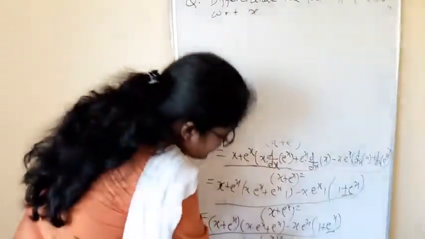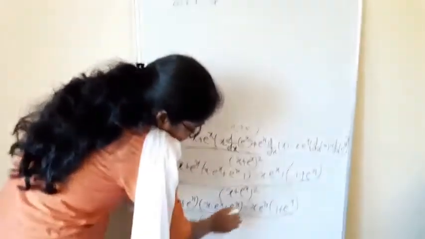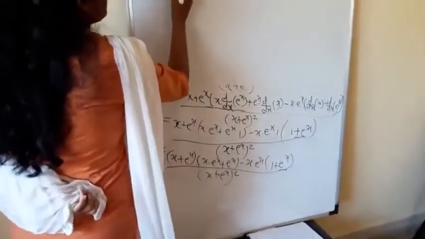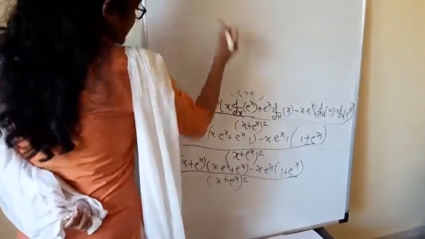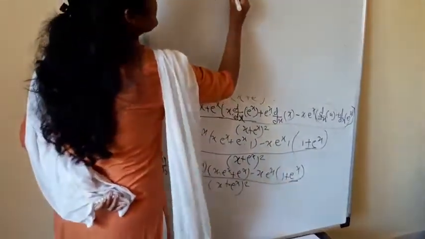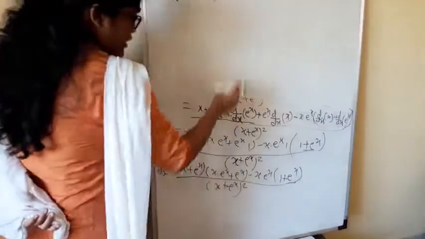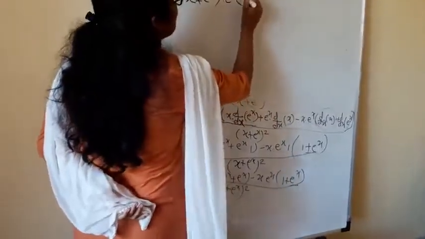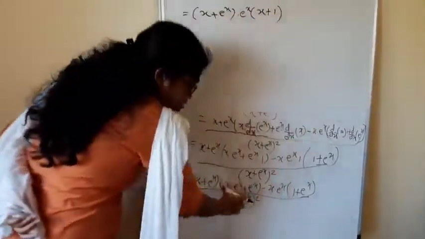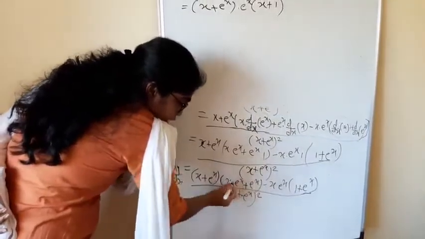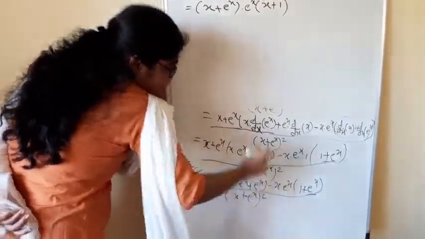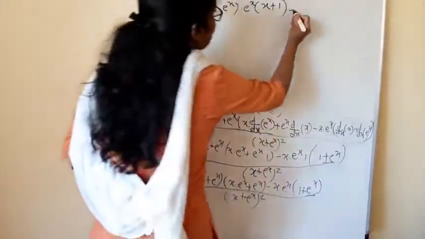Now here in this step we can take e raised to x as a common factor. So x plus e raised to x into e raised to x plus 1. We are taking e raised to x as the common factor in this bracket, minus.